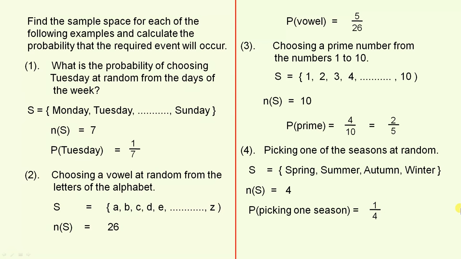So this video has introduced us to the very important idea of sample space when we're dealing with probability, and S represents the sample space, which is all the possible outcomes. n(S) represents the number of possible outcomes in the sample space, and when we have those two bits of information, then we can work out the probability of a particular event occurring.